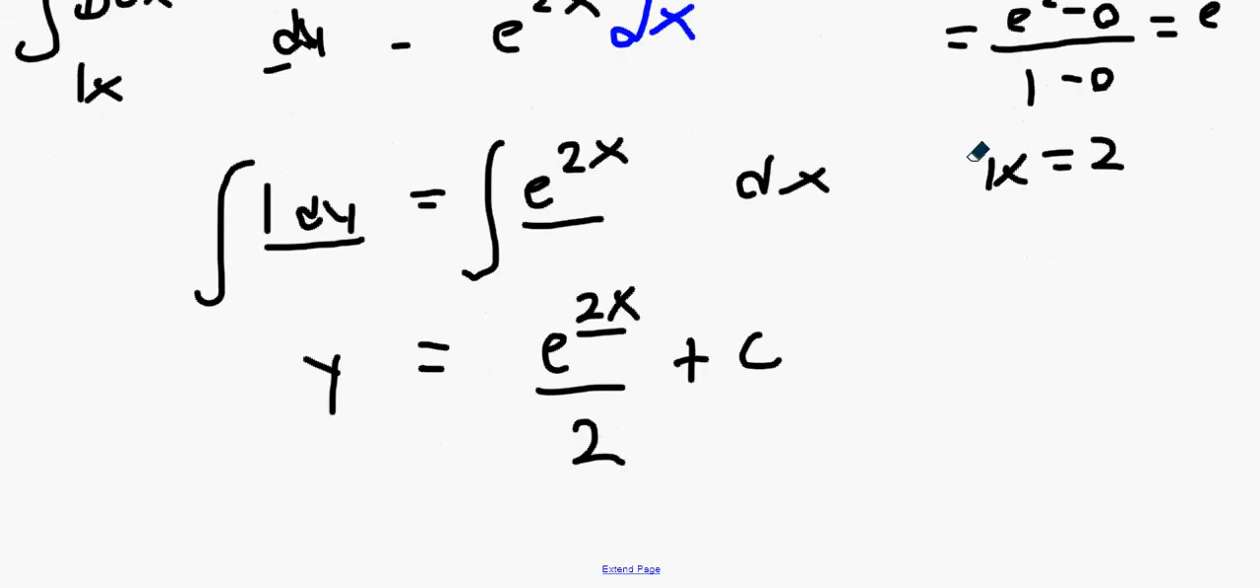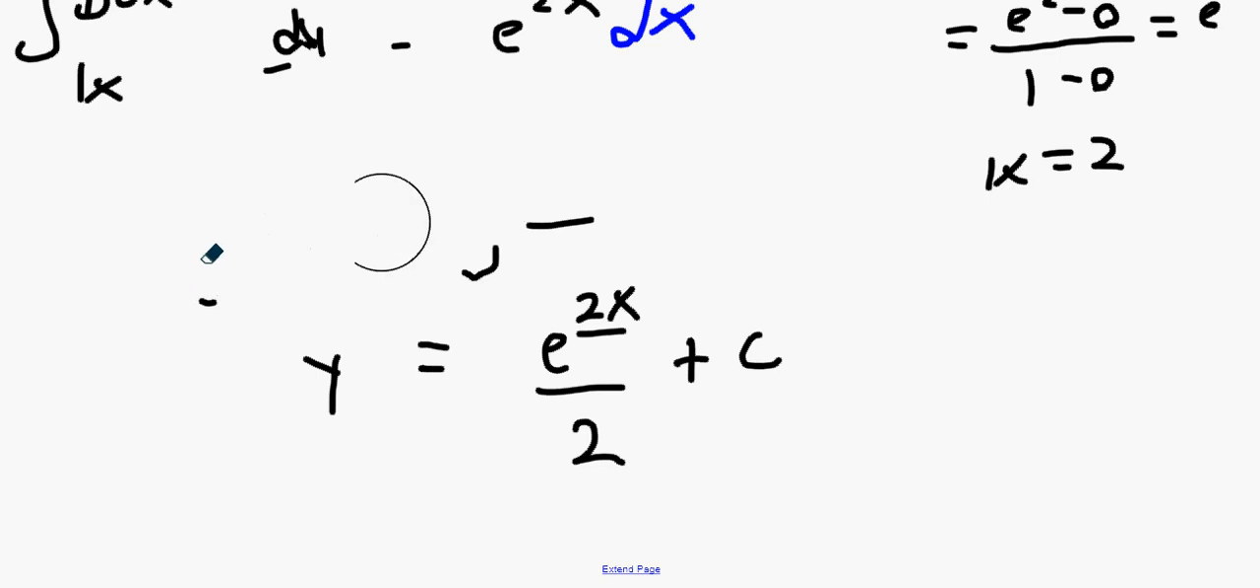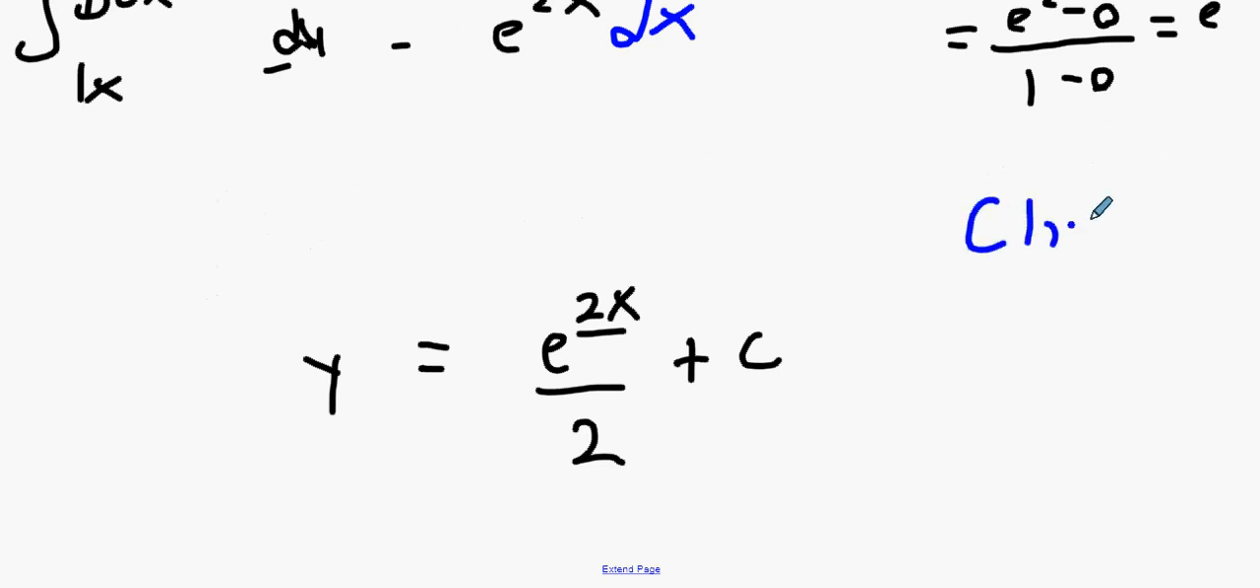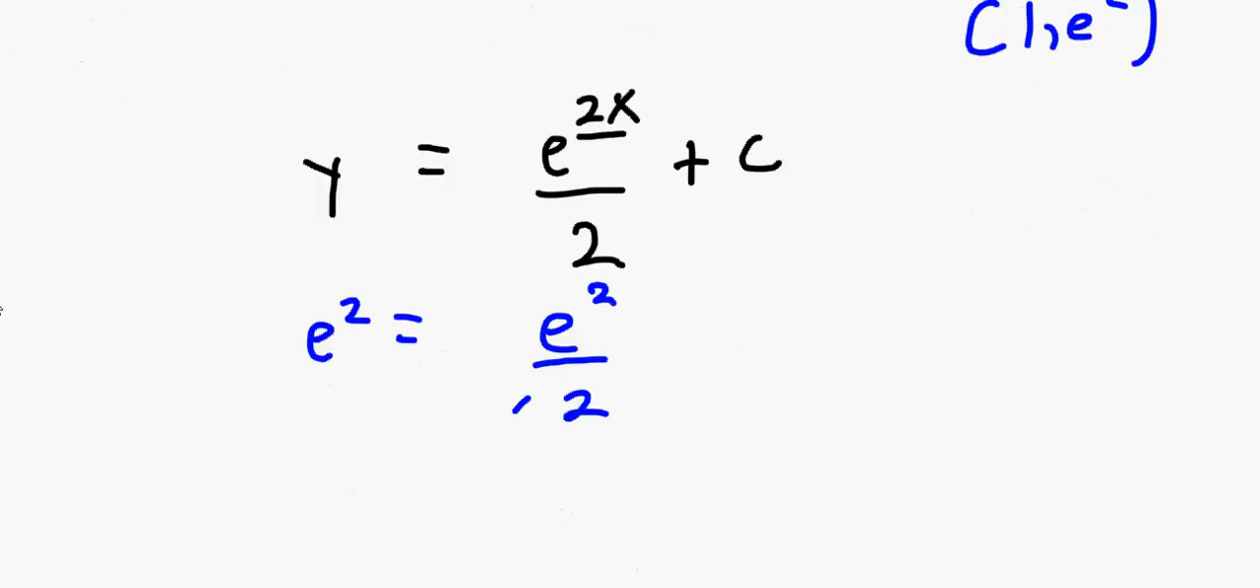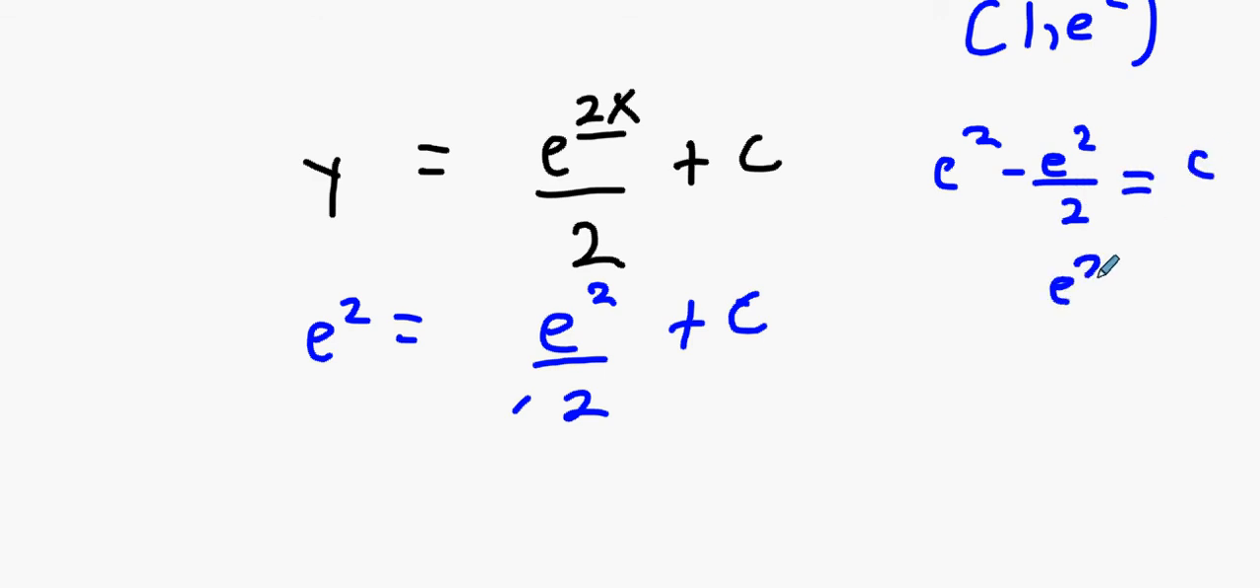How do you find the c value? What point do we know on the curve? (1, e squared), isn't it? So the y value is e squared when the x value is 1. That's interesting. What does that make c then? Bring the e squared minus 2 over the other side. One of them, take away a half of them, will equal what? And we get e squared over 2 for c.